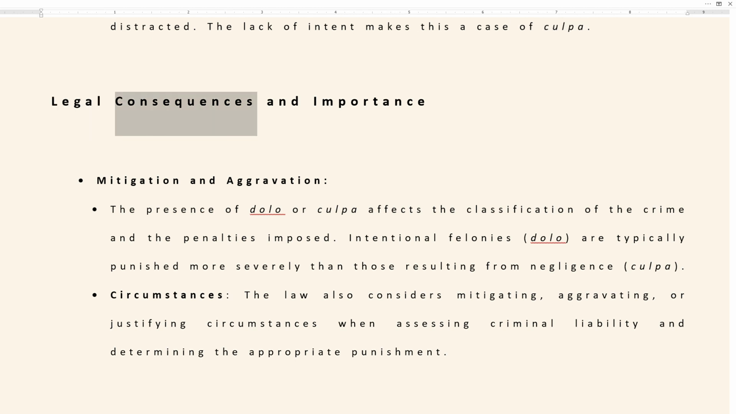Legal consequences and importance. Mitigation and aggravation. The presence of dolo or culpa affects the classification of the crime and the penalties imposed. Intentional felonies, dolo, are typically punished more severely than those resulting from negligence, culpa. Circumstances. The law also considers mitigating, aggravating, or justifying circumstances when assessing criminal liability and determining the appropriate punishment.